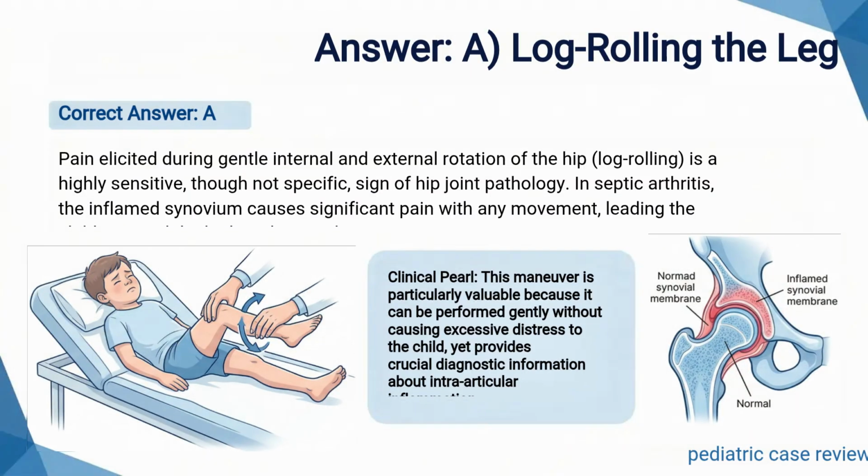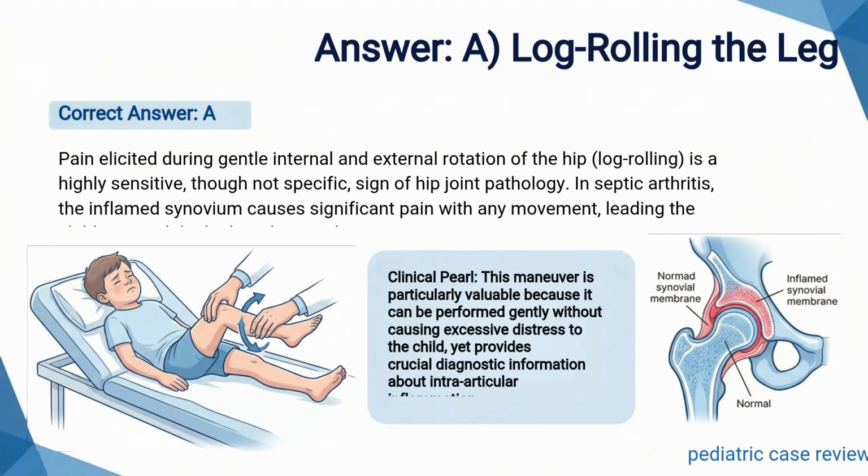Pain elicited during gentle internal and external rotation of the hip, known as log rolling, is a highly sensitive though not specific sign of hip joint pathology. In septic arthritis, the inflamed synovium causes significant pain with any movement, leading the child to guard the limb and resist this motion. This maneuver is particularly valuable because it can be performed gently without causing excessive distress to the child, yet provides crucial diagnostic information about intra-articular inflammation.